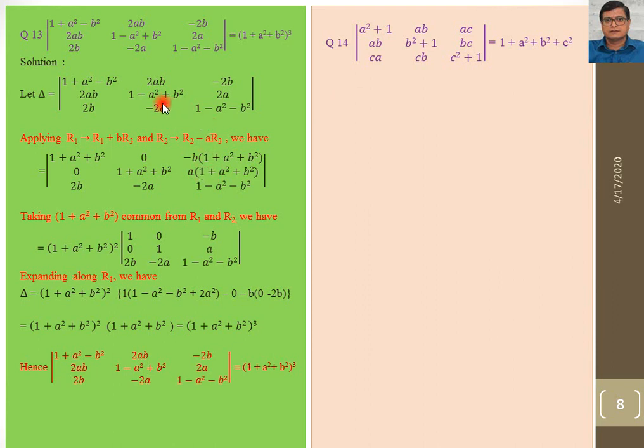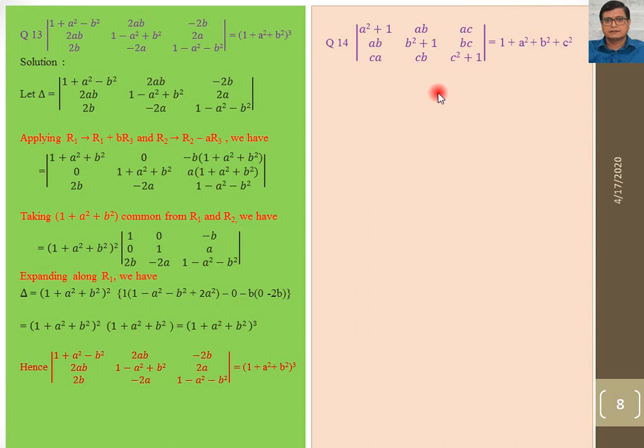Right? In place of R1 and R2, we can use column operation also. In C1, C1 minus b C3, number 1. In C2, C2 plus a C3, right? Then we can follow the other steps.